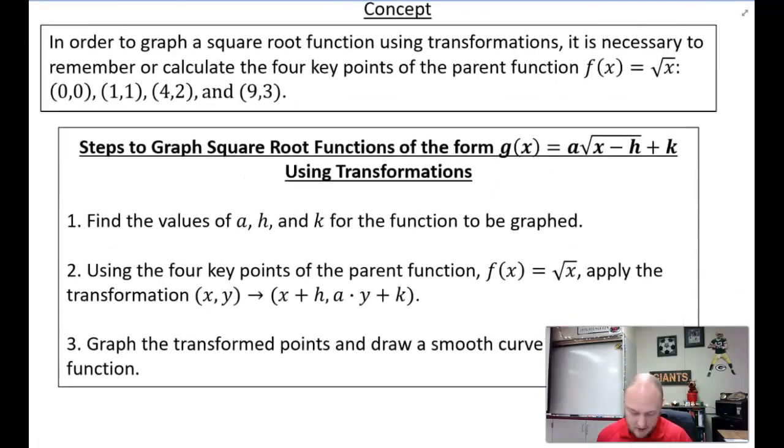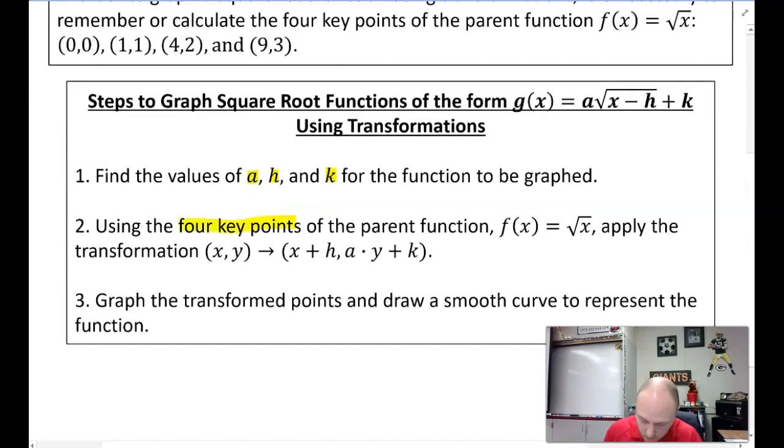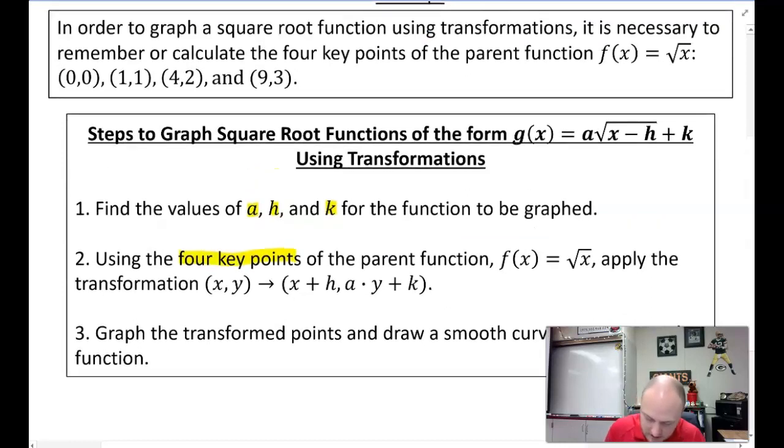All right, what we're going to do is take our steps to graph a square root function. Step number 1, you want to go ahead and identify what's A, H, and K. And then you're going to go ahead and use the 4 key points. So we're going to graph the transformed points and then draw a smooth curve. It's not a straight line, and I'll show you that here in a second, okay?